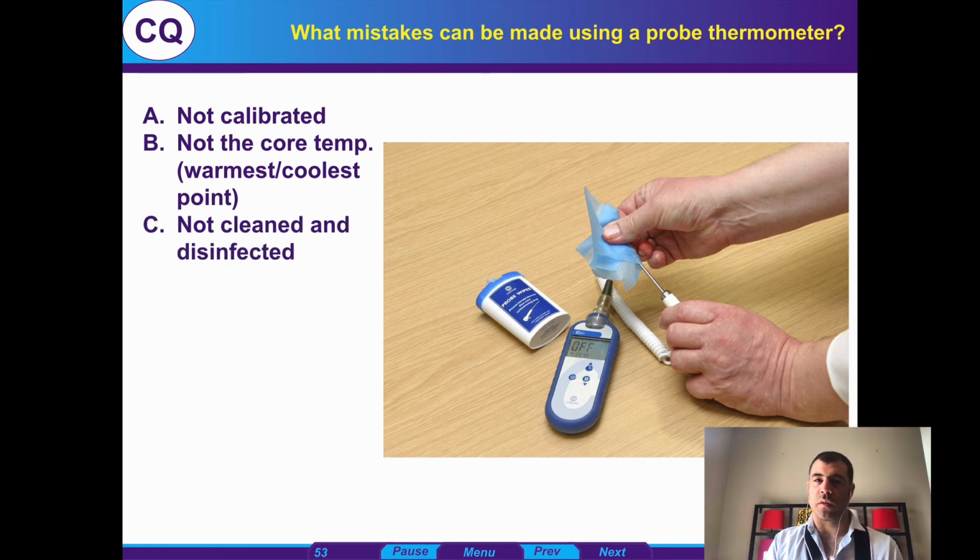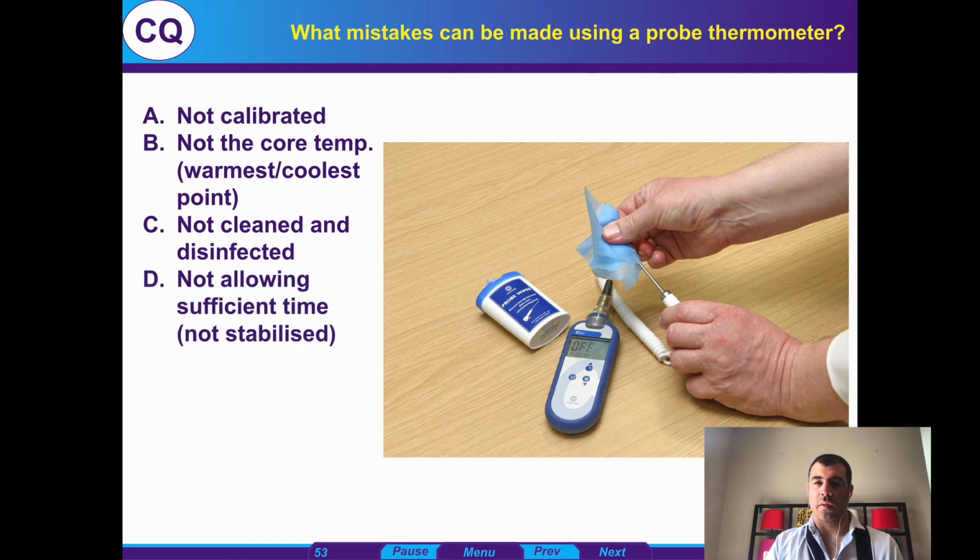Temperature probes are also great vectors for cross-contamination. If you are probing undercooked food and then food that's cooked, you will cross-contaminate the food. So you always need to have the temperature probe disinfected in between. Using a set of wipes is very convenient. Another mistake is not allowing sufficient contact time so the temperature doesn't stabilize. You need to leave the probe in there until the temperature settles.